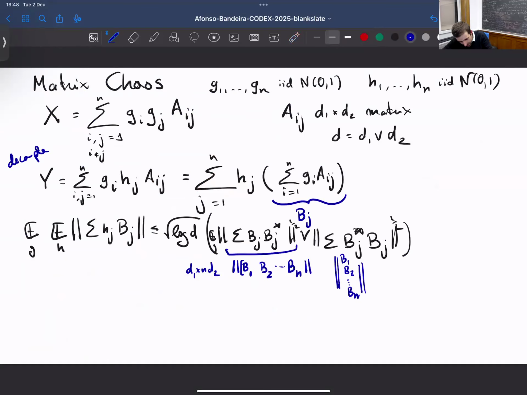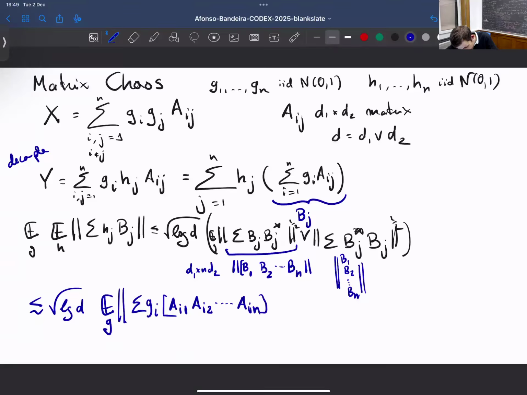Because now what do I have? All I have is the expectation over G. Because I'm not caring about constants, the max could just become a sum, so I'm not too worried about this. I get root log D, and then the max between the expected value over G of this matrix. But what is this matrix? This matrix is just the sum of g_i, and then what do I get here? I get a_i1, a_i2, and so on, all the way to a_in, and the other so-called flattening.